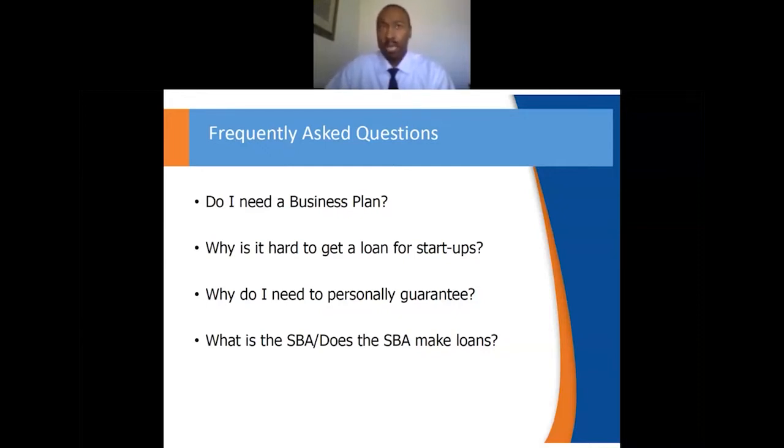Personally guaranteeing means if for some reason your business goes out of business, your business has a loan with this lender, and for some reason you go out of business, you're saying I'm personally liable to make sure that y'all get paid back. That's what personally guaranteed is.